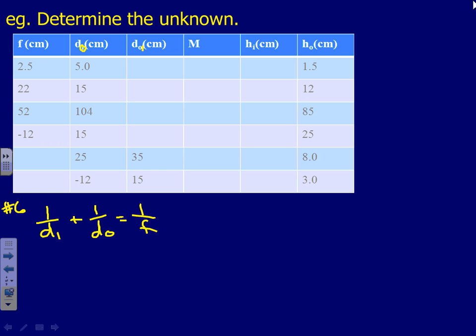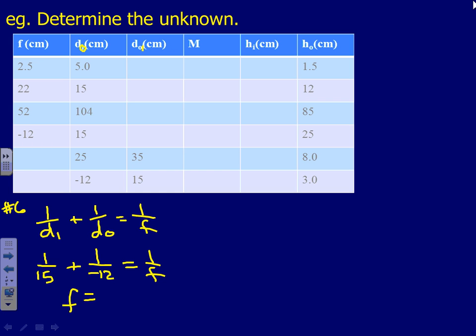Have you completed this already, Thomas? Oh, that's good. So 1 over di, because I made the switch, 15, this is negative, plus 1 over negative 12 equals 1 over f. Now notice, we don't need to rearrange this, but it's the same procedure. 15 inverse plus negative 12 inverse equals, but that's still not our answer yet, so we have to inverse the answer.